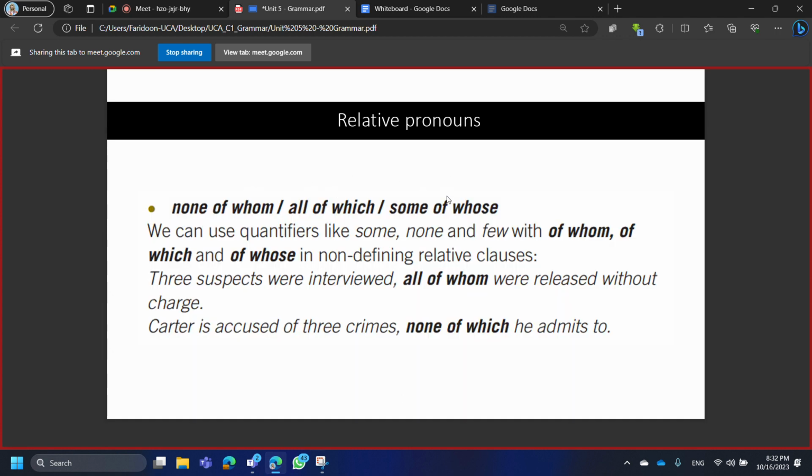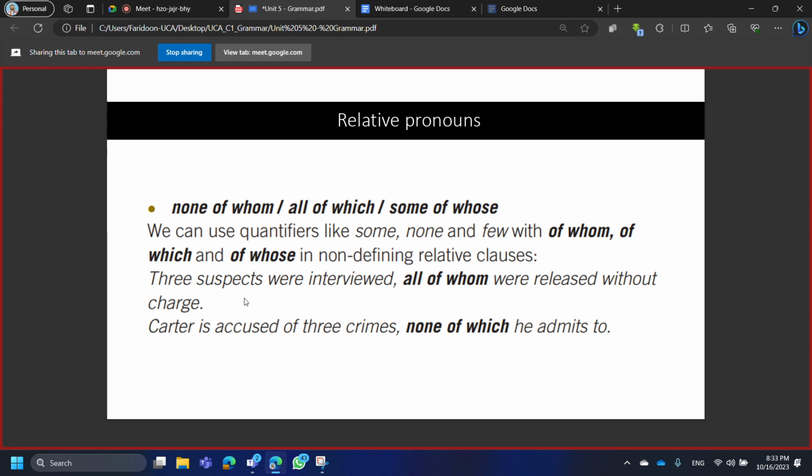Continuing a little bit, another list of pronouns that we have are none of whom, all of which, and some of whose. So how can we make some more of these? Focus on this, guys. We can use quantifiers, words that talk about quantity. We can use quantifiers like some, none, or few with the phrases of whom, of which, and of whose. Remember, other ones don't work.